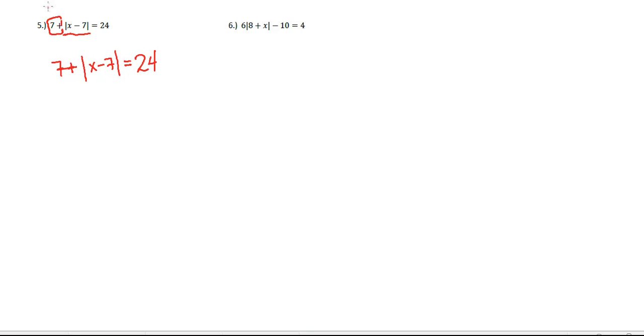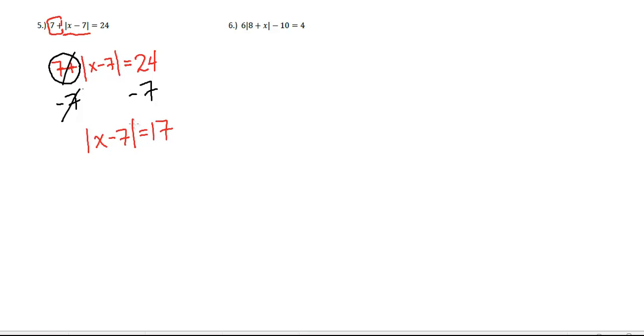So really the problem I'm running into is this thing here. I've got to find some way to get rid of the plus 7. Well, that's pretty obvious. I can subtract 7, and this will cancel. But I also have to subtract 7 from this side. Whatever I do to one side, I have to do to the other. So now what I end up with is the absolute value of x minus 7 is equal to 24 minus 7, which is 17.